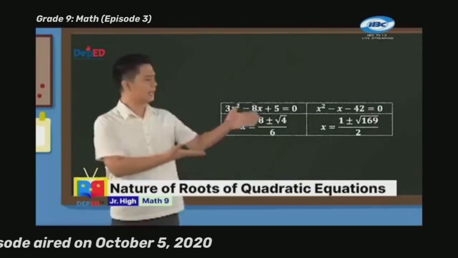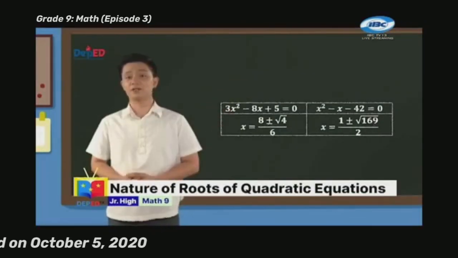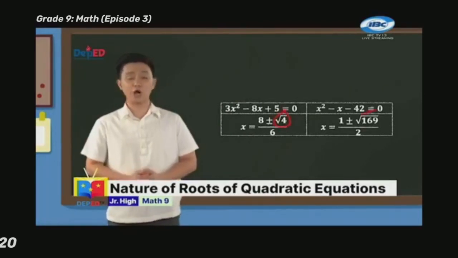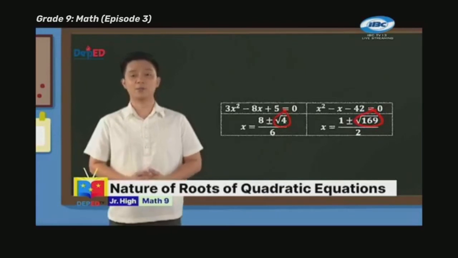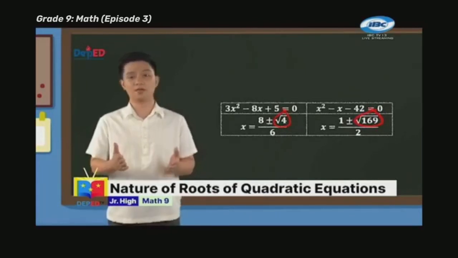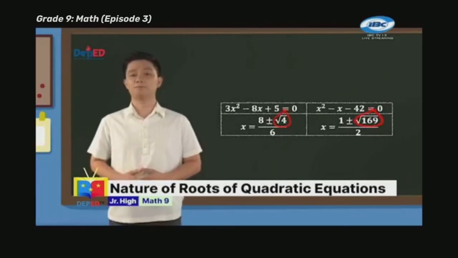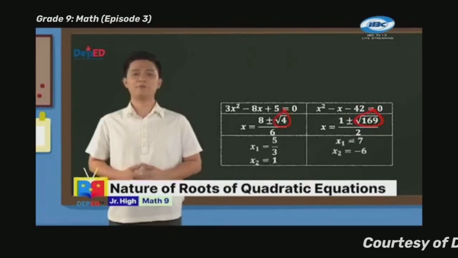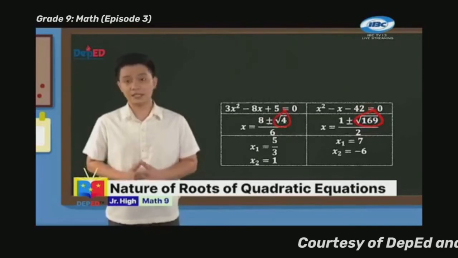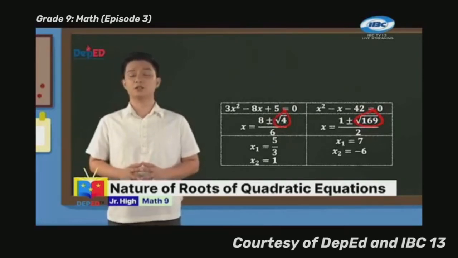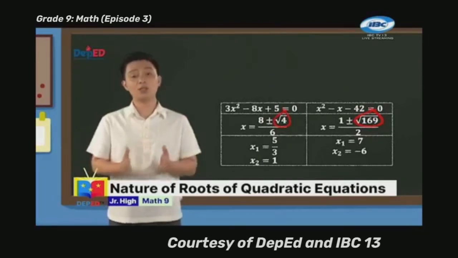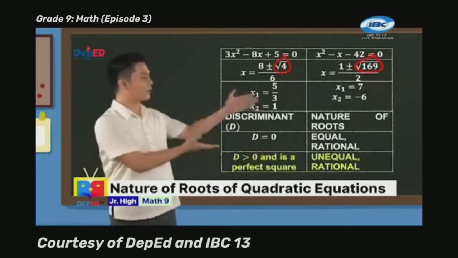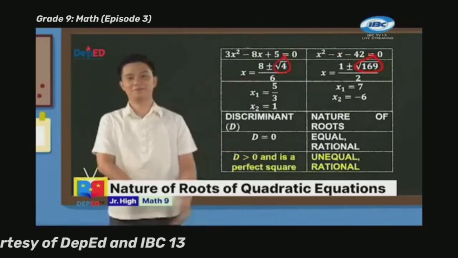Now, let's look into the discriminant of each equation in this pair. 4 and 169 are the discriminants. They are both positive or greater than 0. Also, they are both perfect squares. If this is the case, it appears that the roots of the equation are not equal, but are rational. Let's add this observation to our table of highlights.